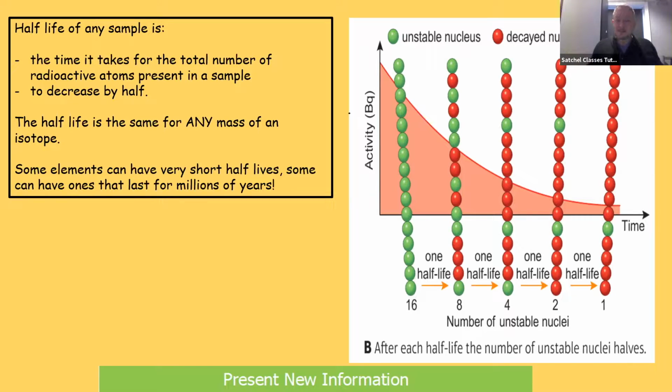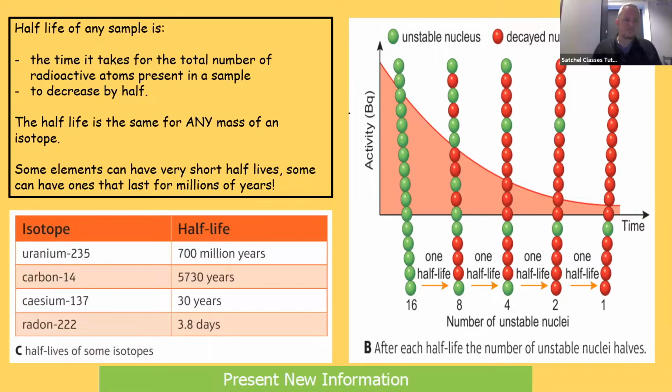Some elements can have very short half-lives. Some radioactive elements can decay very quickly. Some have half-lives that can last for millions of years. As an example, I've put a table here, and you can see the differences. Uranium-235 has a half-life of 700 million years. That means that if I started off with 100 atoms, after that 700 million year time frame, I'd have 50 left that were still radioactive. So it takes a long time for U-235 to decay.